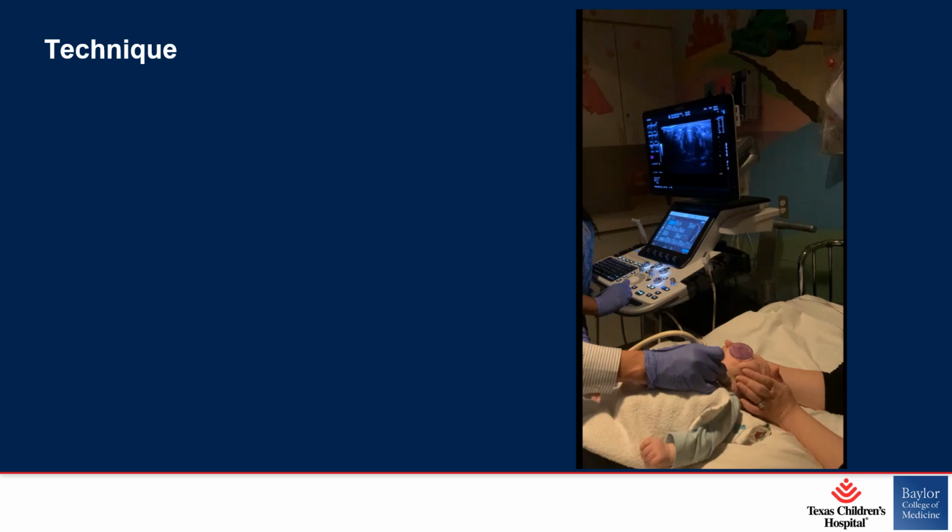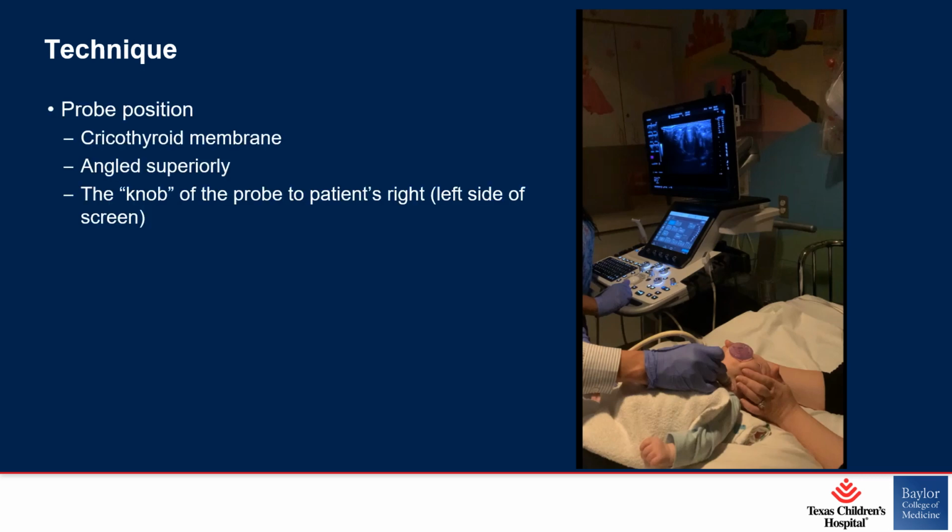So where do you put the probe? The probe is placed over the cricothyroid membrane, angled slightly superiorly. The knob or little bump on the probe is usually positioned to the patient's right. Thus, when you're looking at the screen, the left vocal fold will appear on the right side of the screen, similar to looking at an X-ray or a CAT scan.